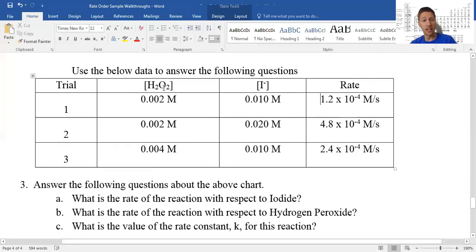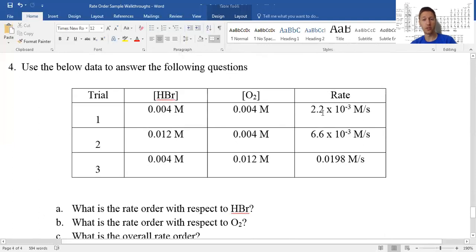Now, how does hydrogen peroxide affect the rate? We have to pick 2 trials to compare. We're going to use trial 1 and 3. Why trial 1 and 3? Because we keep I the same in trial 1 and 3, and we only changed H2O2. So 2 to 4, we doubled the hydrogen peroxide. What happened to the rate? 1.2 to 2.4, we doubled that. We'd say this guy is 1st order. So this guy's 1st order, this is 2nd order. Let's take a look at another example.